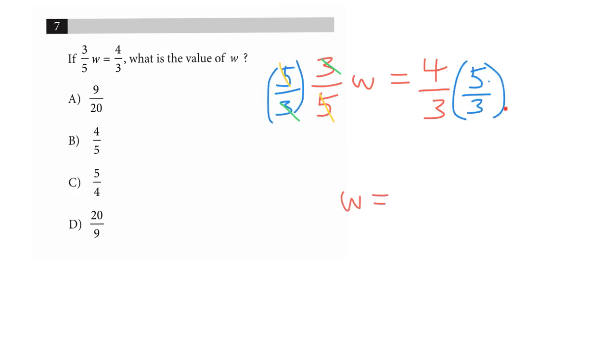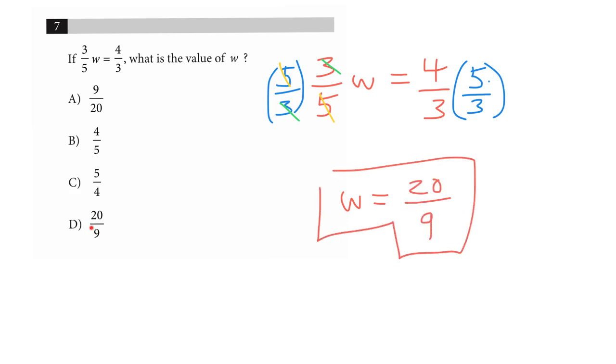Now, this product should be fairly easy. There's no opportunities to cross cancel, so we are going to have to just multiply straight across, which really isn't that bad. Multiplying fractions is really easy. You can always just multiply straight across if need be. So 4 times 5 is 20, and 3 times 3 is 9. We are done. That is the answer. Let's find it over here. There it is. Yay. Boom. Moving on.